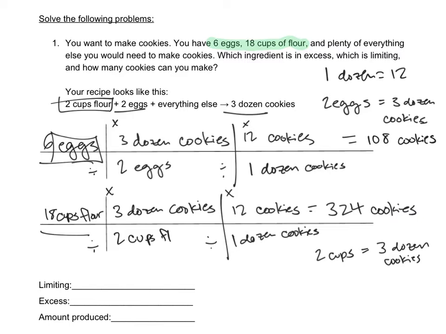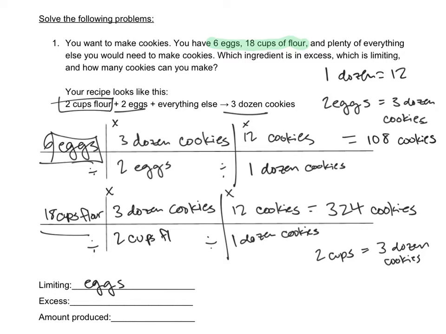That means you have used up all of your eggs because you can't make any more cookies than that with your 6 eggs. So after you get to 108 cookies, you have to stop baking because now you don't have any more eggs. You just have flour left over, and you can't make cookies with just flour. So what this means is that the ingredient that limits you is the eggs. It's the one you run out of first.